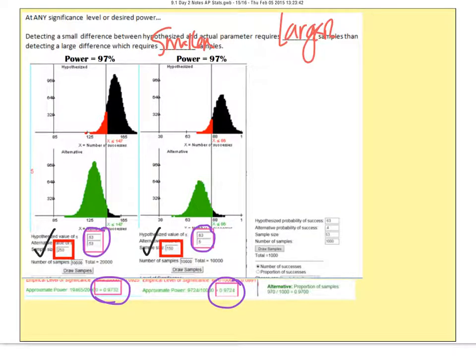So when they say detecting a larger difference, which is this one right here, you need a smaller sample size, which is 150, to maintain the same power. In comparison to this one, where there was a smaller difference between the hypothesized values, we needed a larger sample. We noticed it had to go to 250 to maintain the same level of power.